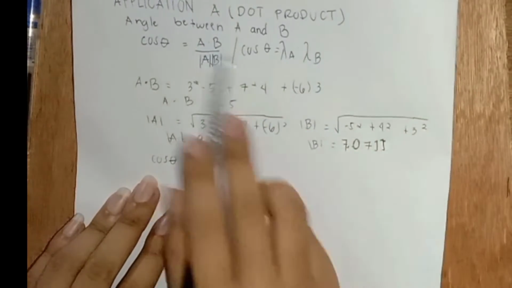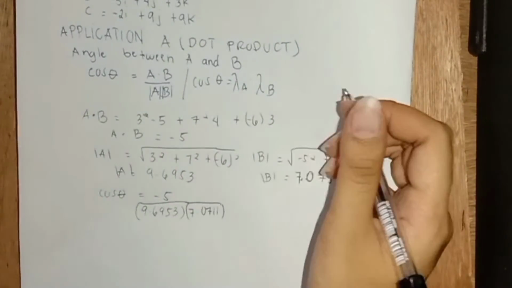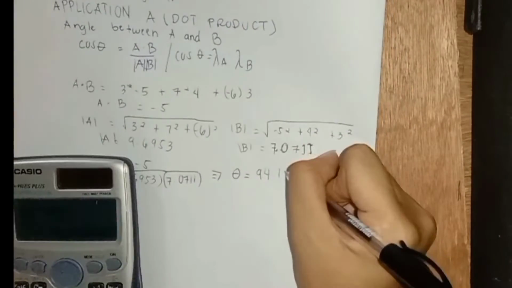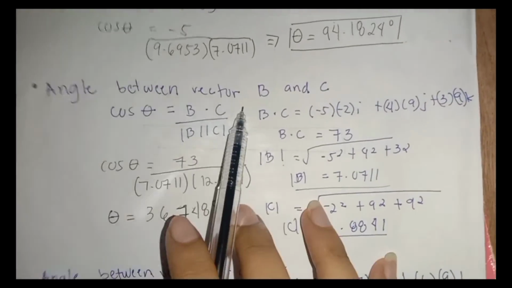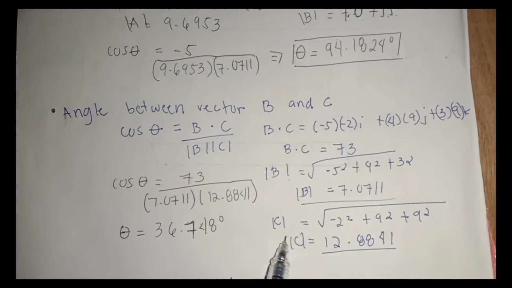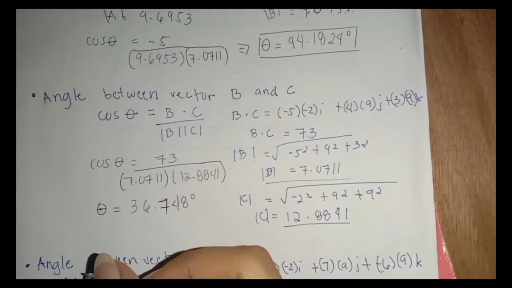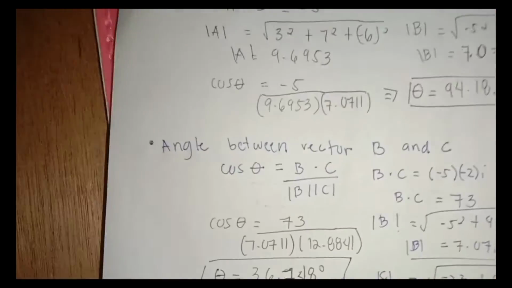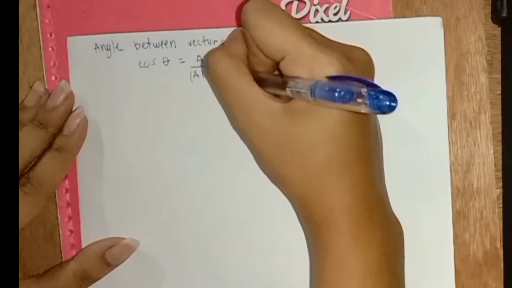Now that we have the dot product and the magnitudes of A and B, just substitute them into the formula and press it on the calculator. And there we have the angle, which is 94.1824 degrees. Okay, same process for the angle between vectors B and C: get the dot product of B and C and then substitute it. And now we get the value of 36.748 degrees.